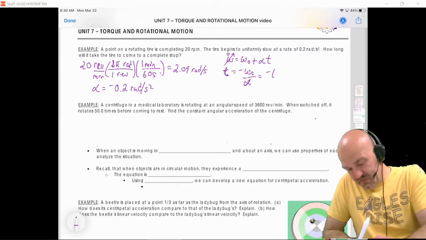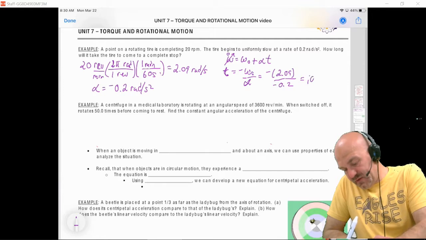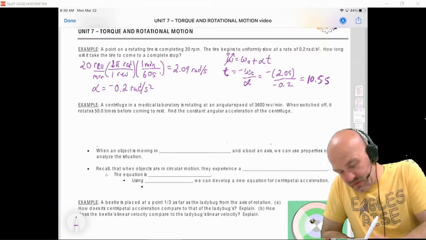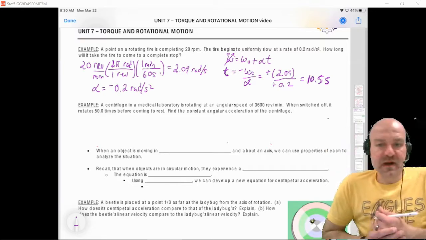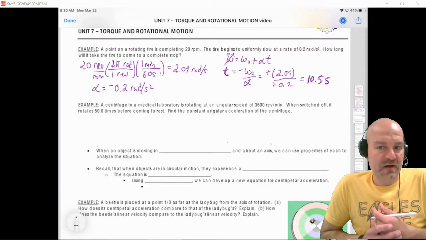So negative 2.09 divided by negative 0.2, and it'll give us a time of 10.5 seconds. Sorry, my S looks like a 5 also. Okay. Negative divided by negative, again, would be a positive. Remember, time is always going to be positive. So it's going to take this tire 10.5 seconds to come to a stop.